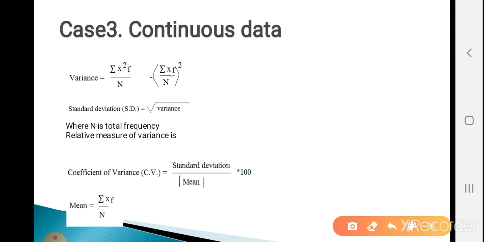Now the last case, continuous case. The formula for calculating variance, standard deviation and coefficient of variance for continuous data is the same as the group data. The only difference is that in continuous data we are not given the values of x, so consider x as the mid values. The variance formula is summation x square into f divided by capital N minus summation xf divided by capital N whole square. Standard deviation is equal to square root of variance. And the formula for the coefficient of variance is standard deviation divided by mod of mean multiplied by 100, where mean is summation x into f divided by capital N.